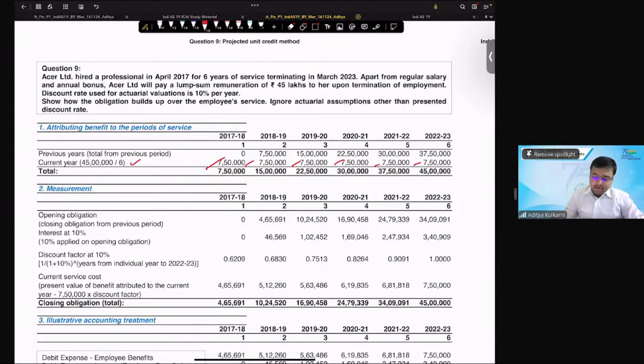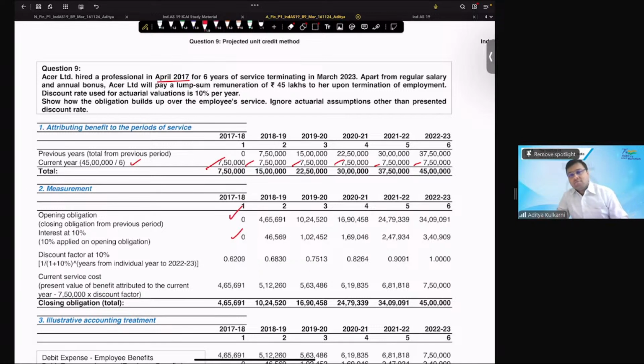Okay. So on 1st April 17, she starts her work. By March 2018, I have to account for the obligation. Do I have any opening obligation? No. So on the opening obligation, will there be any interest at 10%? No. So 0 into 10% is 0. Now, I have to book the obligation of 7,50,000 discounted to the present value. What will be the discounting rate? 10%. But for how many years, 5 or 6 years? Think and answer. 5 years, not 6.